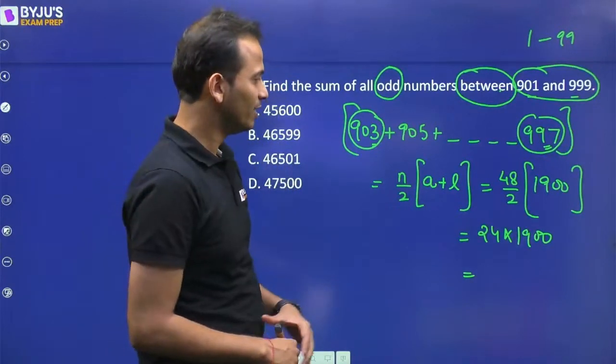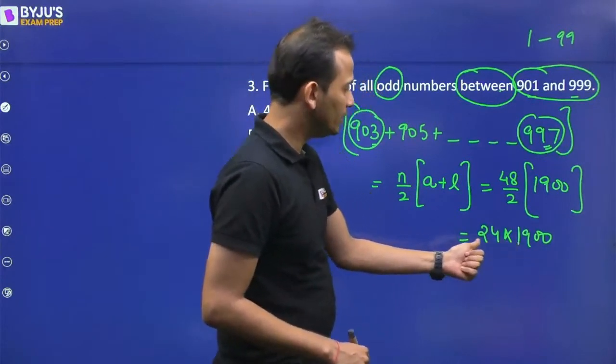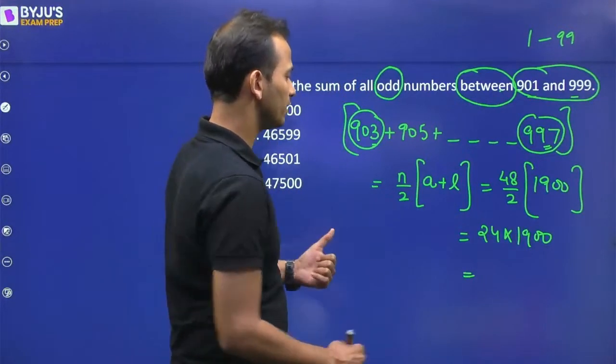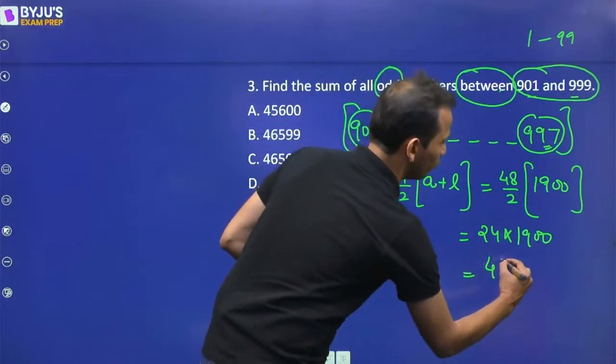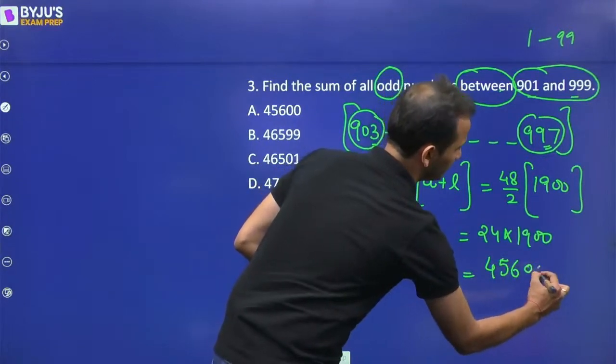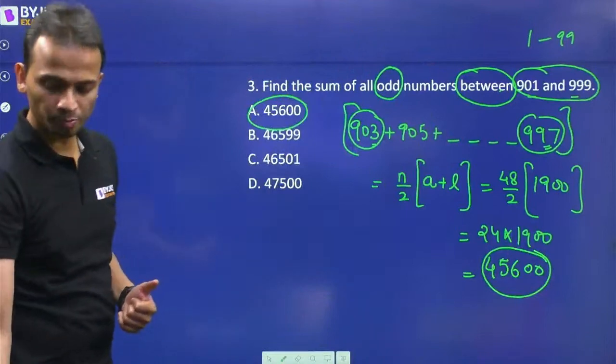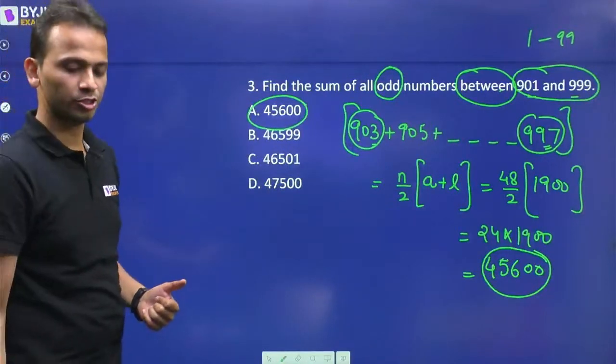Okay, right? So 24 into 19. 24 into 20 is how much? 480. Subtract 24 from 480, and you get 456. So 45600. Option A should be the correct answer for this question.